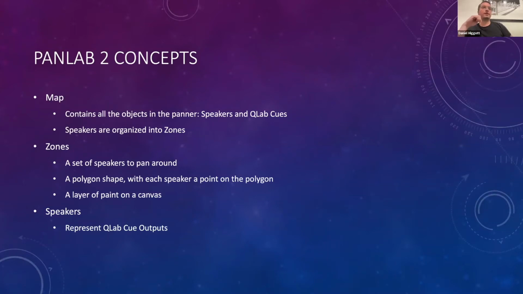You can also think of a zone as a polygon shape, where each speaker is a point on the polygon. So when you put speakers onto the map in a zone, you're kind of creating a shape on the map that we actually visualize for you. And finally, you can think of a zone as a layer of paint on a canvas, and your canvas is your map. And your map can contain multiple zones, and each zone is layered on top of other zones. So in that way, you are creating a spatial environment.